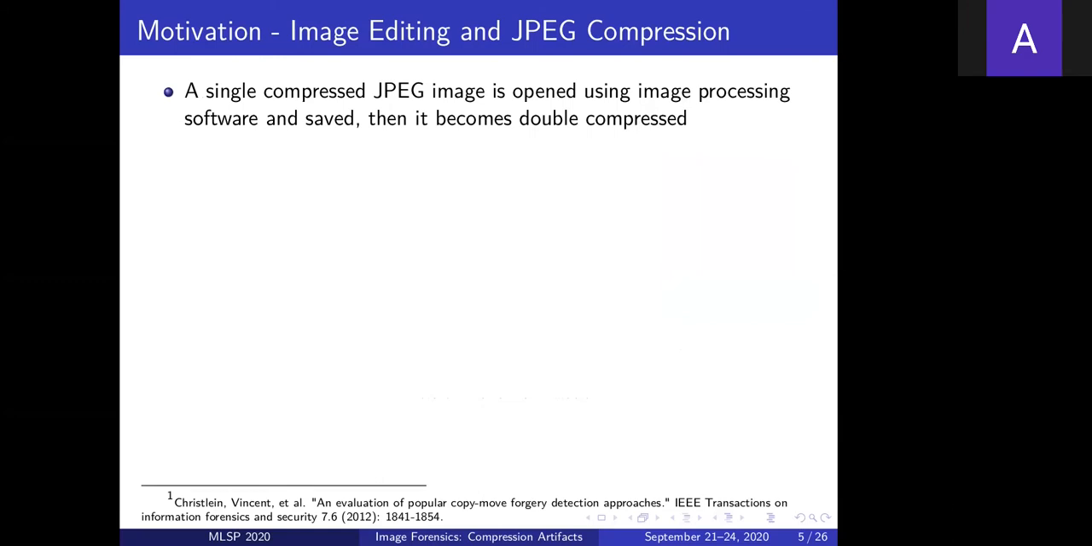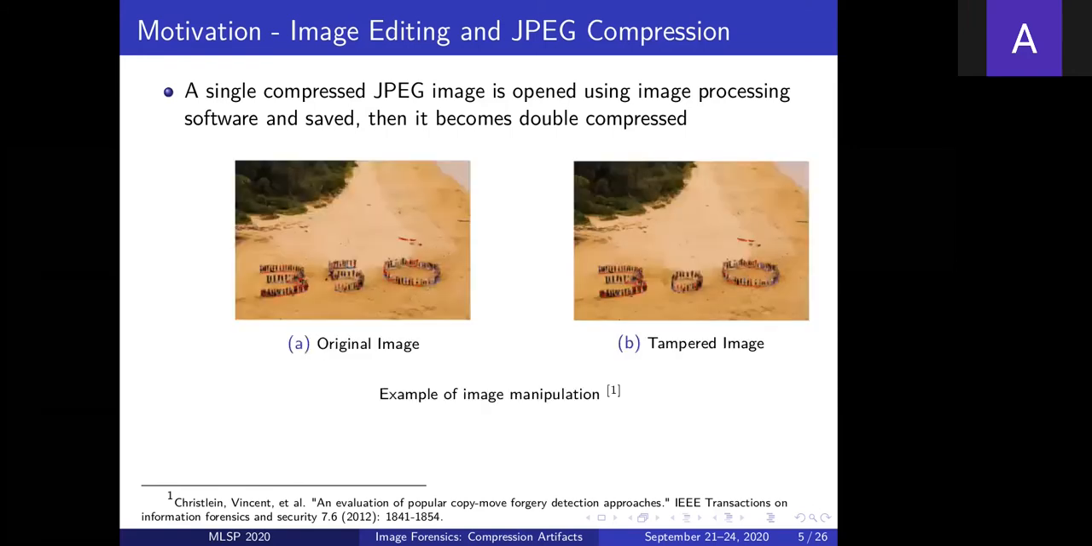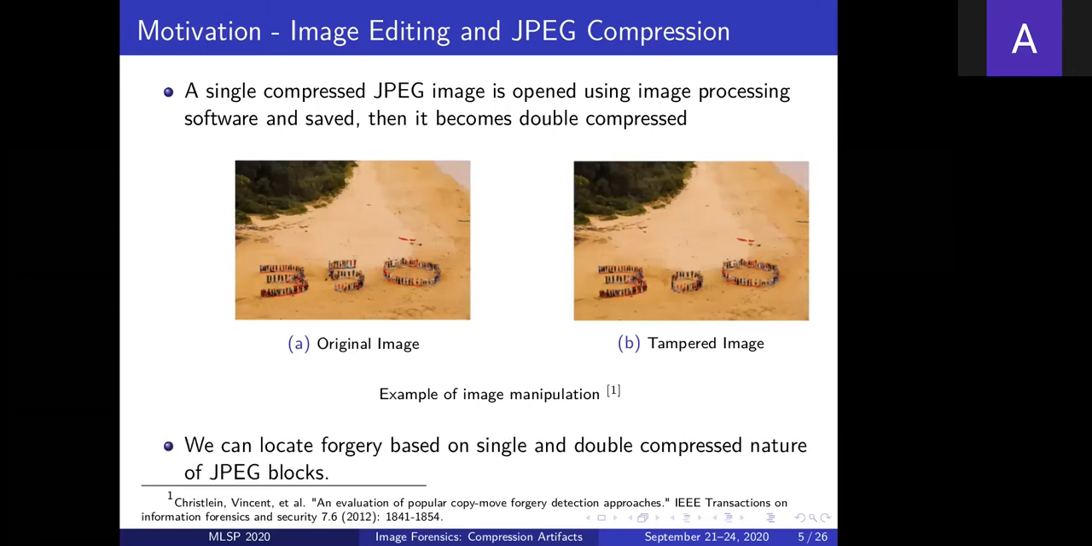Consider a single compressed JPEG image which is opened in an image processing software and resaved in the same JPEG format. Then the image as a whole becomes double compressed. We can detect double compression at the image level and thus identify forgery for the entire image. We can take this one step further by reducing the level of detection to the block size of 8x8 at which JPEG operates in order to localize forgery. We'll be discussing this approach in our presentation.